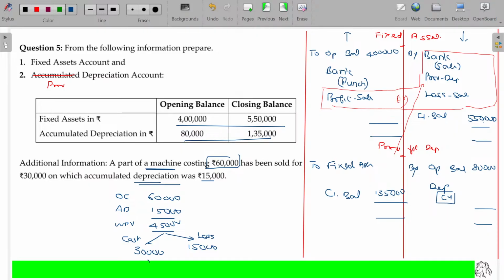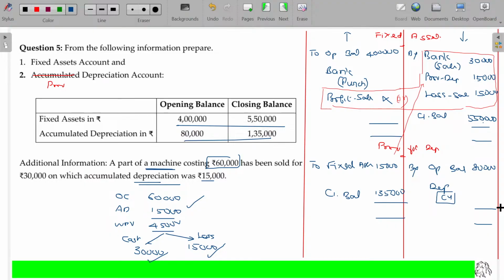Now I'm going to post this one: 30,000 sale value, loss on sale 15,000. Accumulated depreciation of the sold asset is transferred from provision for depreciation to fixed asset account. As we have the loss, definitely we don't have profit on sale. Either you get profit or loss. We got loss, so definitely we don't have that profit.